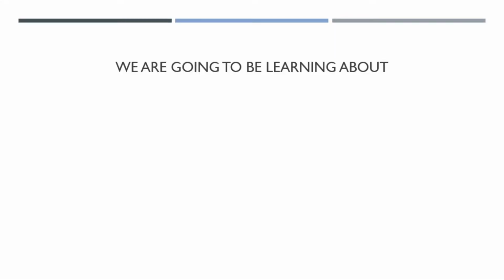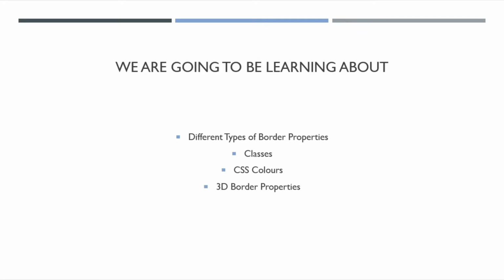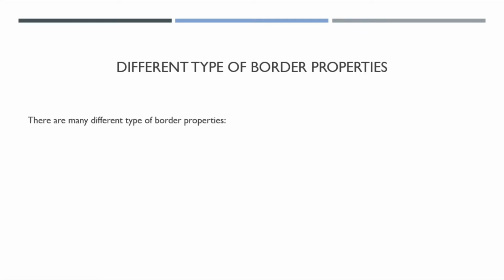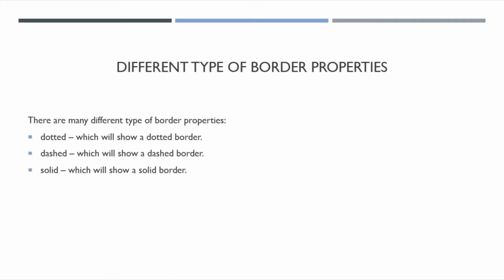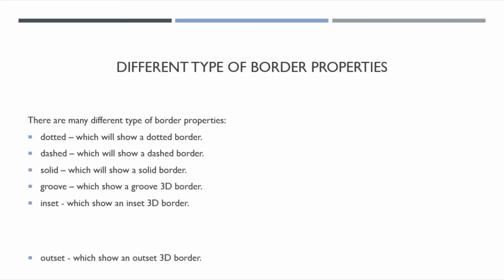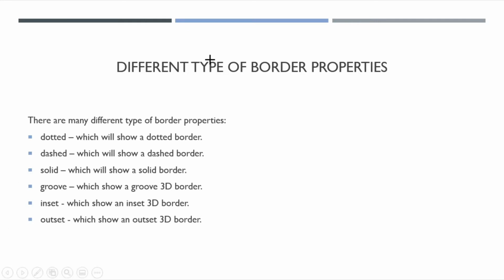Hi guys, and welcome to CSS tutorial part 3, and we're going to be learning about borders. We're going to be learning about different types of border properties, classes, CSS colors, and 3D border properties. So there are different types of border properties, such as dotted, which will show a dotted border, dashed, solid, groove, inset, and outset. So they're all the types of different borders right here.